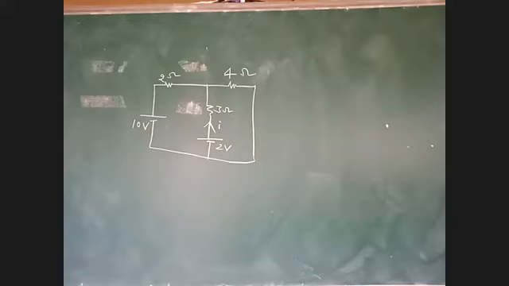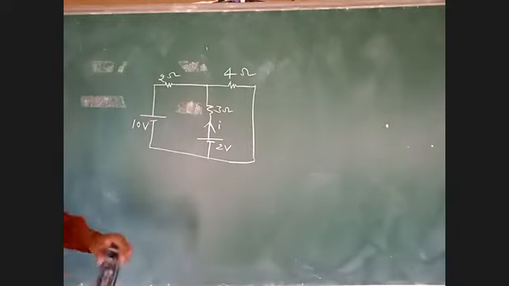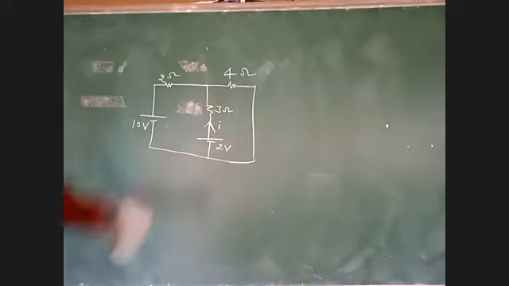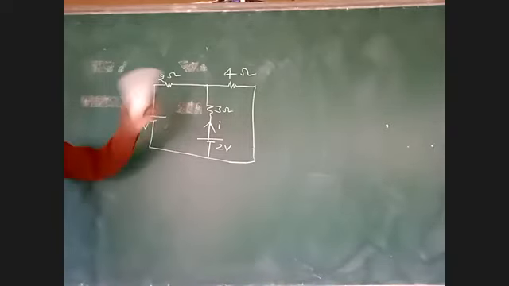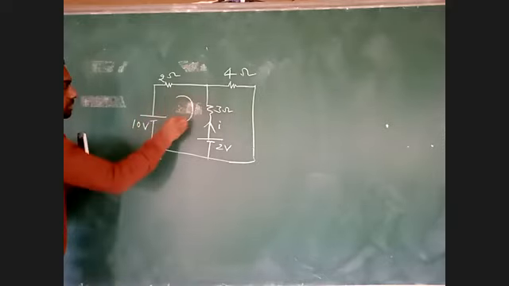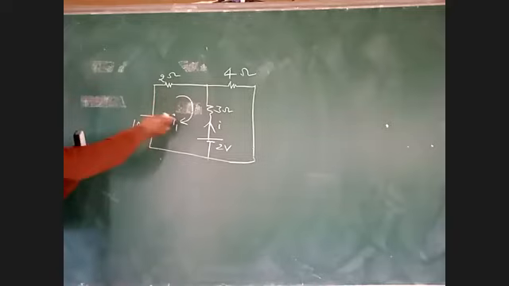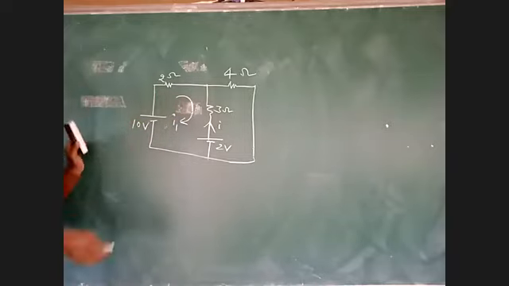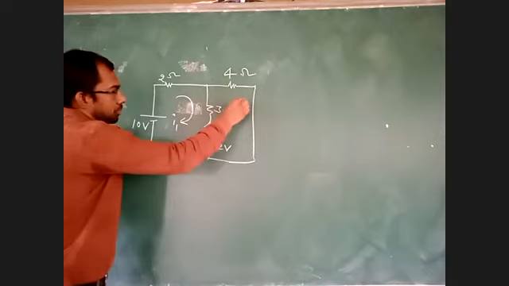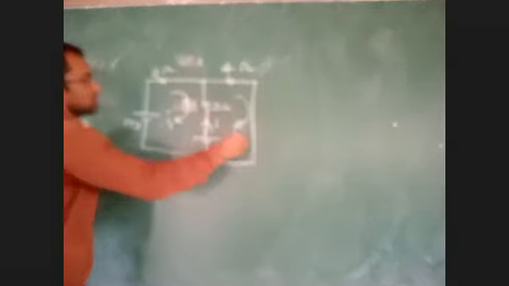See here, they are asking us to determine the current I, not in the loop, in the branch. He is asking us to determine the current in this middle branch. Now they have not given me loop directions, so I will assume the directions. I can assume like this, or in the reverse also. This arrow can be in the reverse also, no problem. Here also you can assume. Let us take this is I.